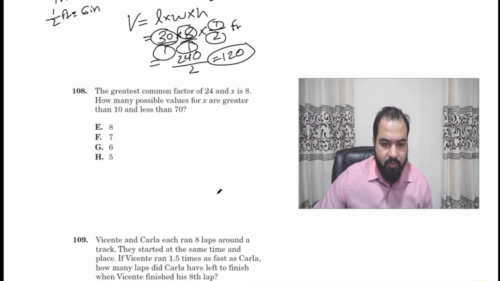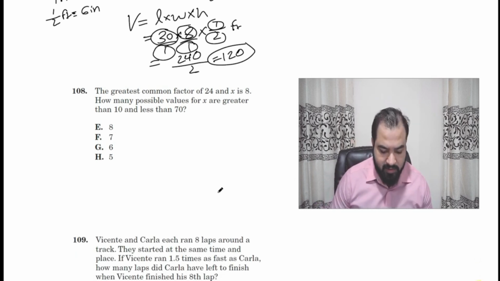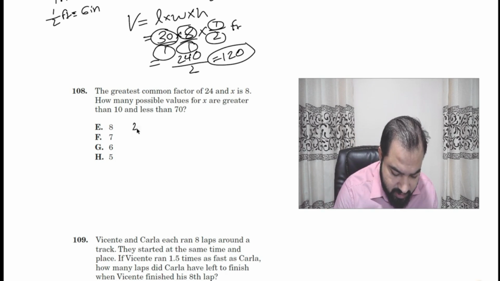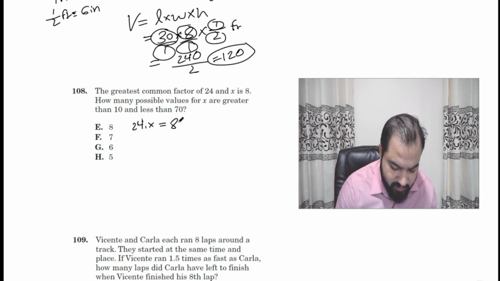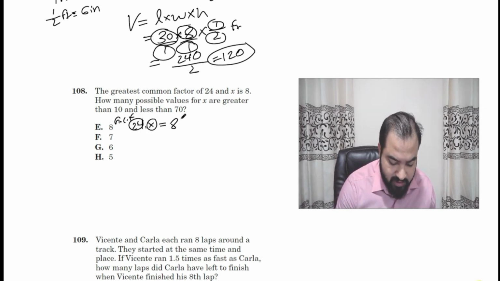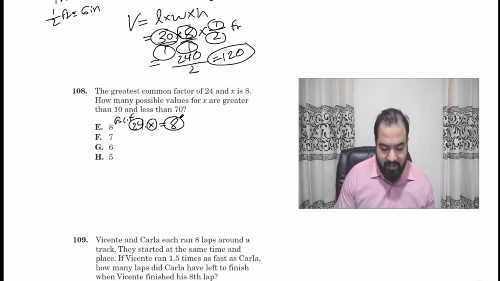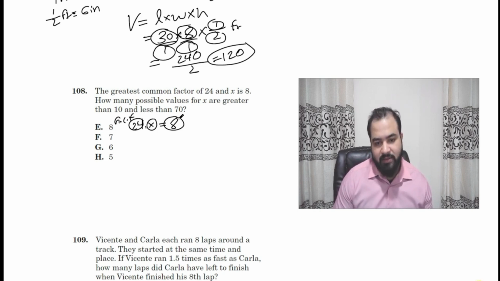Okay, question number 108. Now it says the greatest common factor of 24 and x is 8. So the GCF of 24 and x is equal to 8. The GCF, greatest common factor, means you will be able to divide both of these numbers by 8. Now it says how many possible values for x are greater than 10 but less than 70. So whatever this number x is, it has to be divisible by 8 because 8 is the GCF.